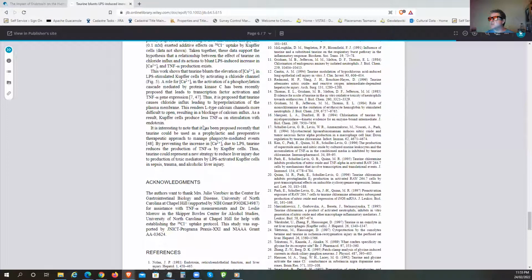It is interesting to note that it's been proposed recently that taurine could be used as a prophylactic or pre-operative therapeutic approach to manage phagocyte-mediated events by preventing the increase of calcium due to LPS. Taurine reduces the production of TNF in cells. Thus, taurine could present a new strategy to reduce liver injury due to production of toxic mediators by LPS-activated Kupffer cells in sepsis, trauma, and alcohol liver injury.